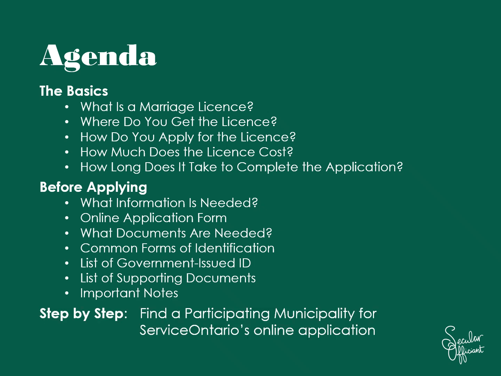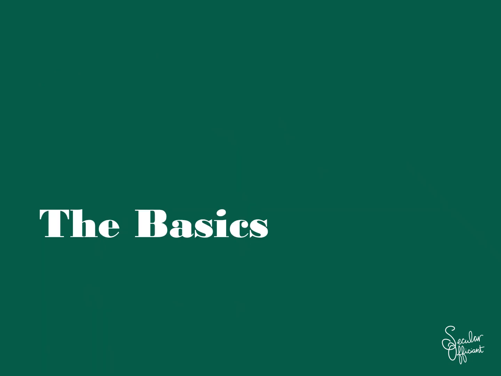The third topic is called Step by Step. Find a participating municipality for ServiceOntario's online application. This section goes through how to determine your closest pickup location if you're applying for the marriage license using the ServiceOntario website. The fourth topic is Next Steps, where I discuss what to do once you've prepared your information and documents. So, let's begin. The basics.